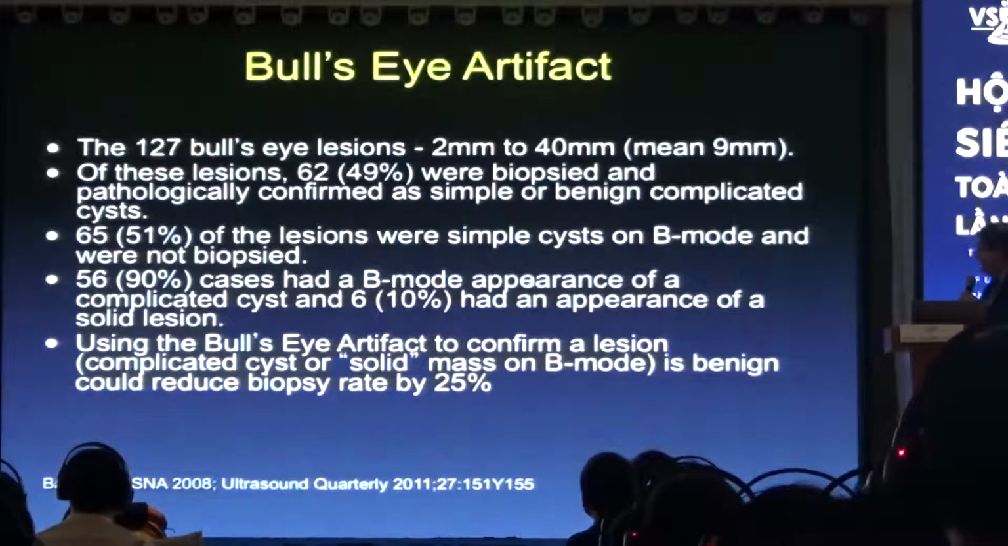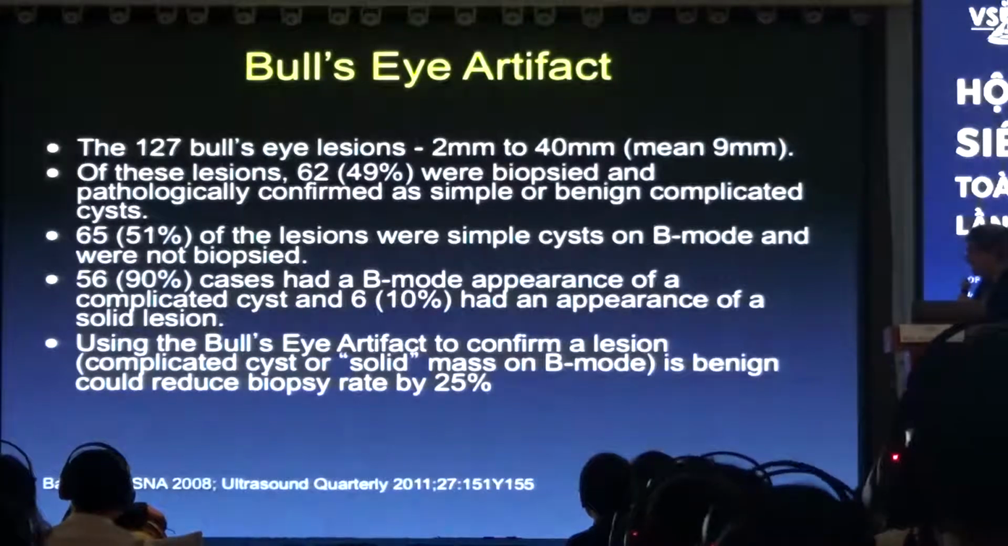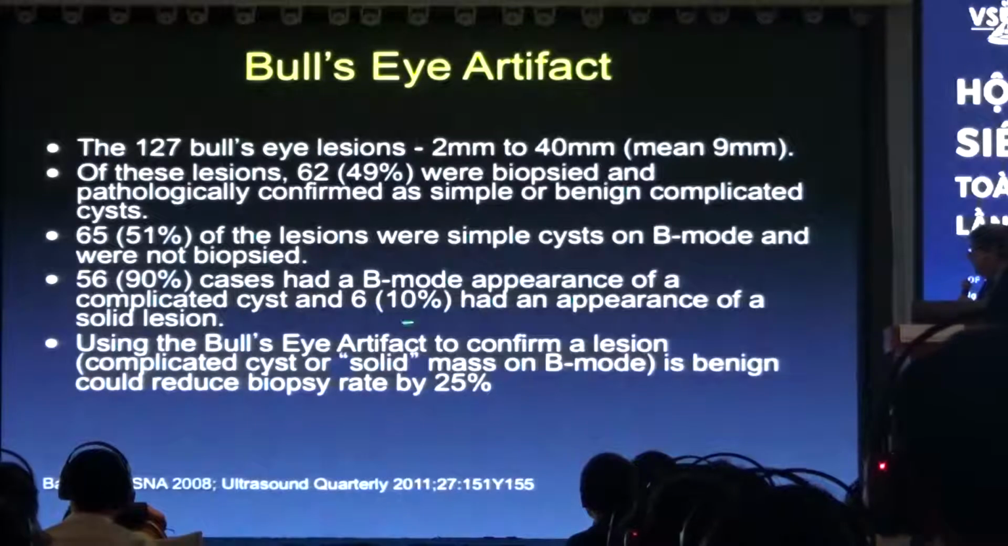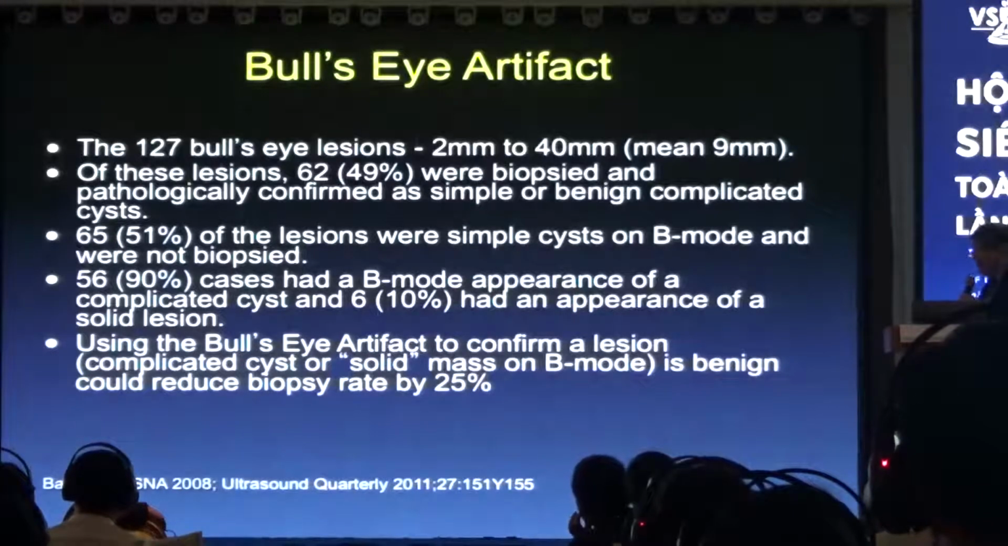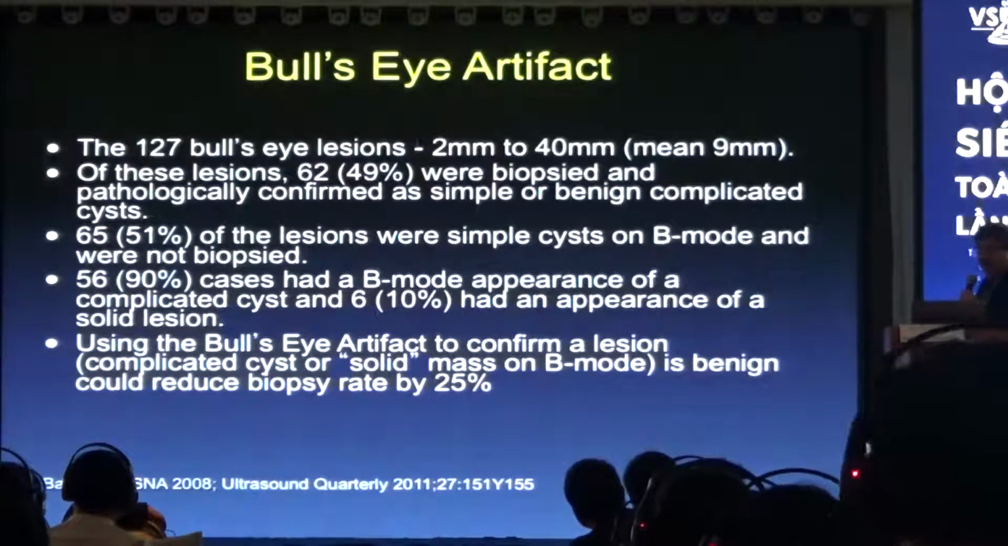90% of the cases had B mode image appearance of a complicated cyst. And actually 6 of these we thought were solid. And using that bullseye artifact, all of these turned out to be benign cysts. So using this bullseye artifact to confirm a lesion as a complicated cyst even if it appears as a solid mass on B mode, we could have reduced our biopsy rate by 25%.